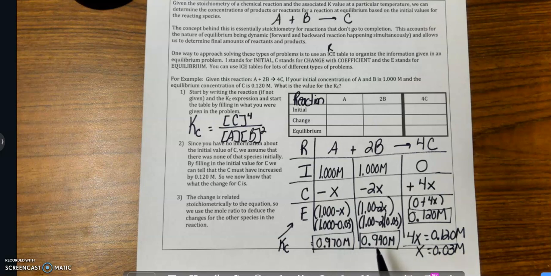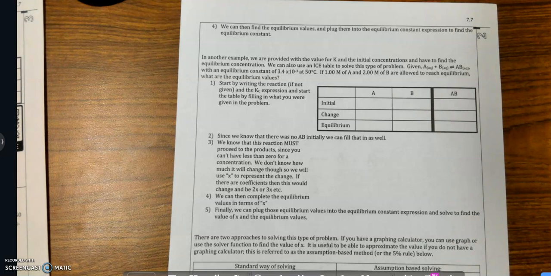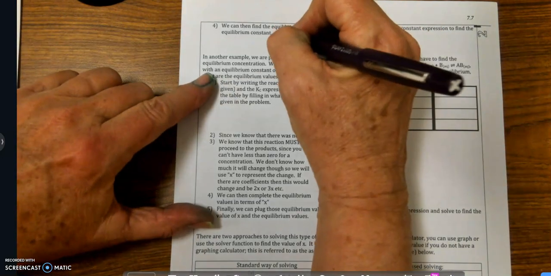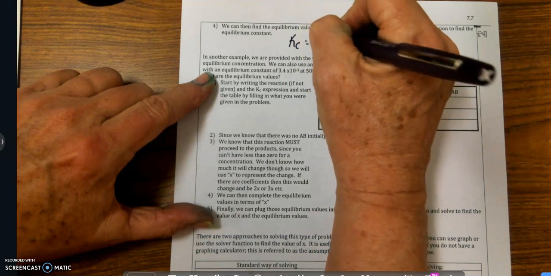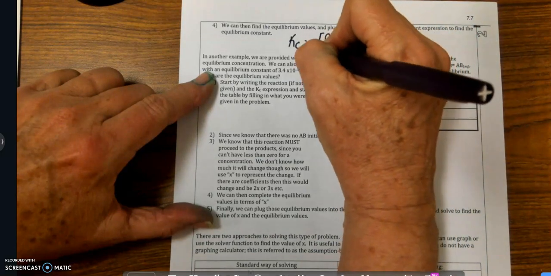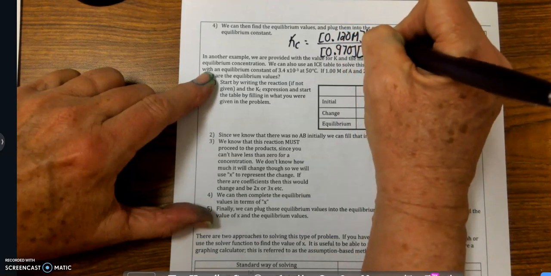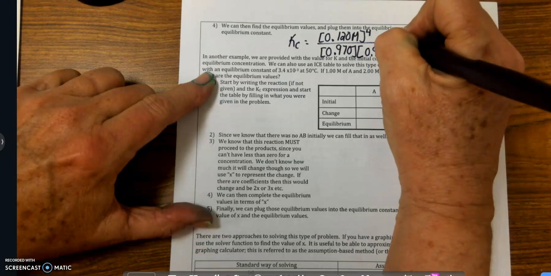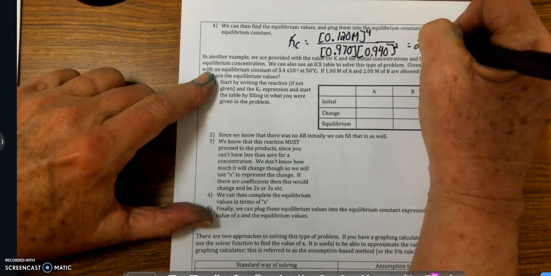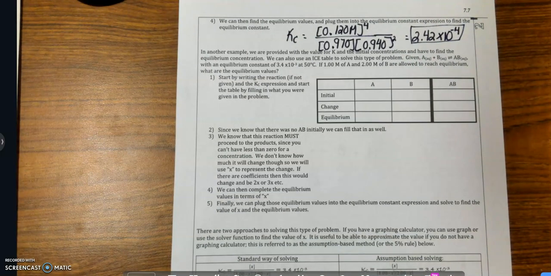Now that I have my equilibrium concentrations, I can plug those into K and solve for K. So let's do that. All right. So Kc is going to be 0.120 molar to the 4th power divided by 0.970 to the 1st power and 0.940 to the 2nd power, and that's 2.42 times 10 to the minus 4. Unitless number, box your answer.